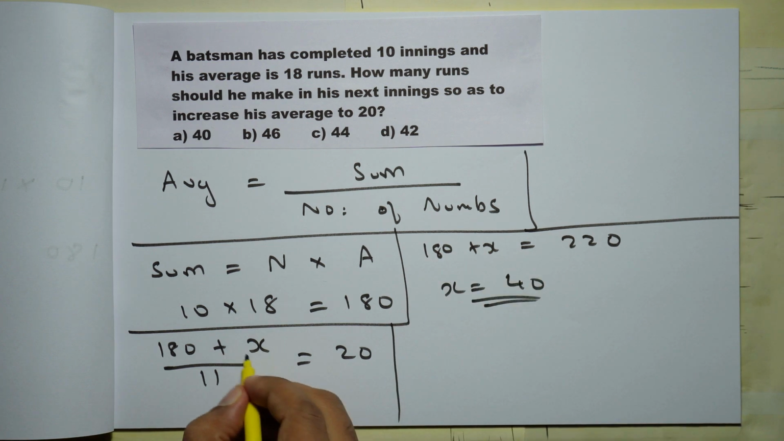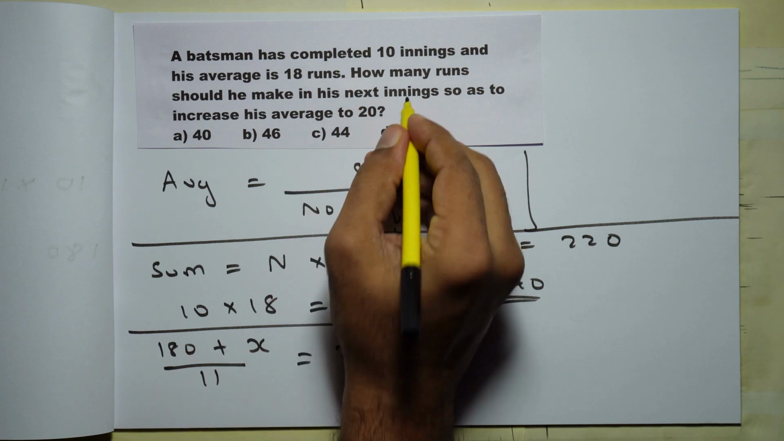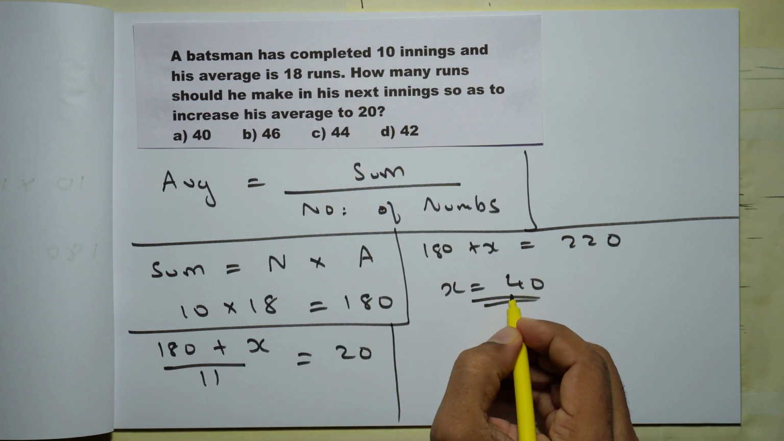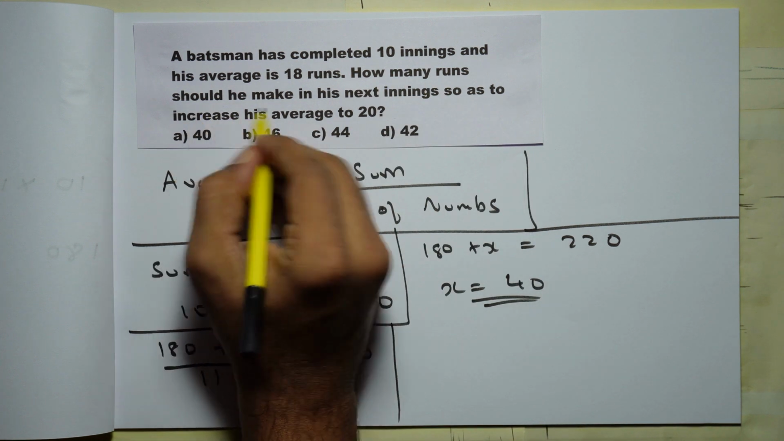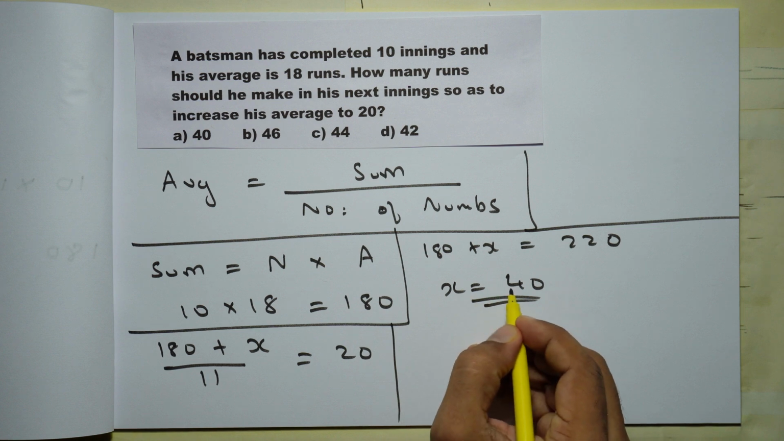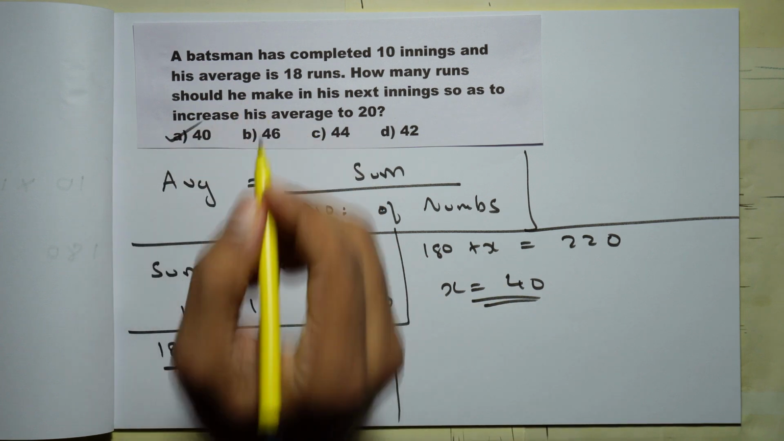So X is what he made in his 11th innings, that is the next innings. So he should make 40 runs so that his average will become 20. So how many runs should he make in his next innings? He should make 40 runs, option A.